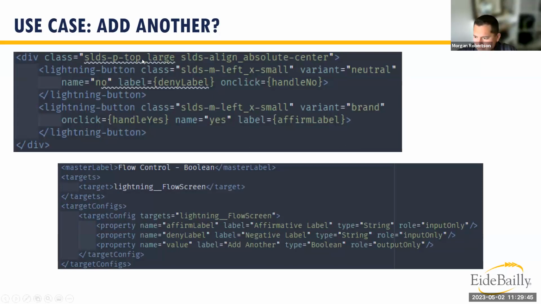So we've got some classes here that make it center and lay out nicely. Two buttons, one with a no, one with a yes. And we have some properties here for what we want the affirmative label to be, what we want the negative label to be. Input only. What is the output value? Is it true or is it false? And then you can take that and assign it, act on it within your flow. Okay.